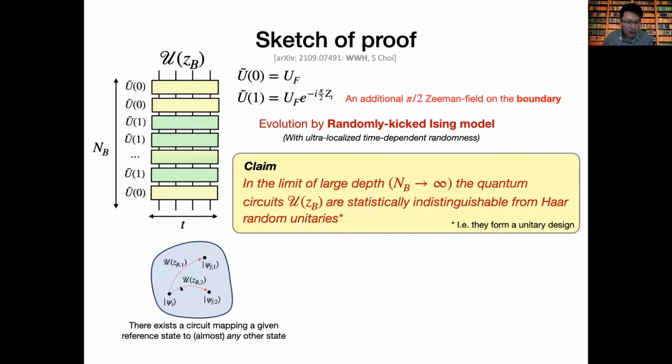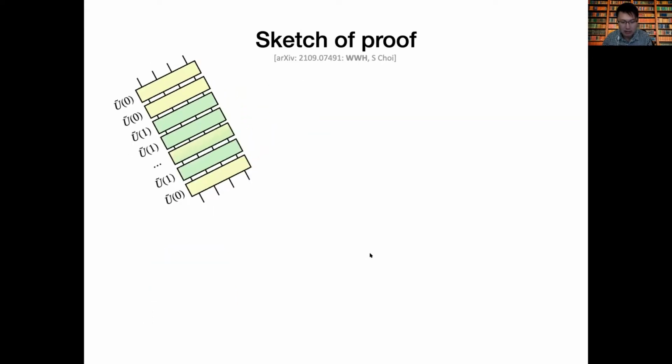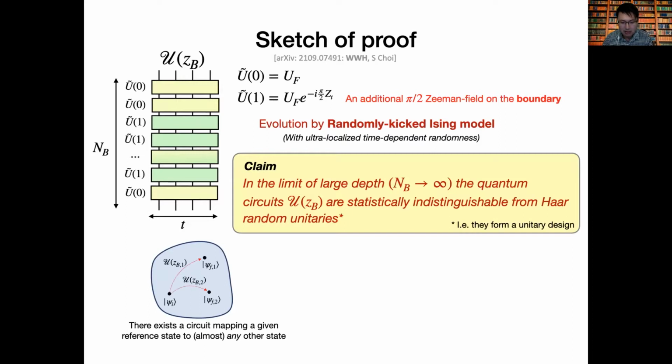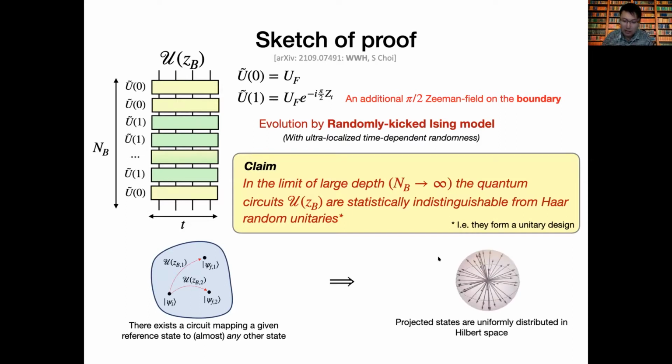If you want to go to this other state in the Hilbert space, there exists another ZB that maps you to this point. So the point is that these quantum circuits are dense in the space of all unitaries. And if this is correct, then that means that these quantum circuits imply that the projected states are uniformly distributed in Hilbert space.